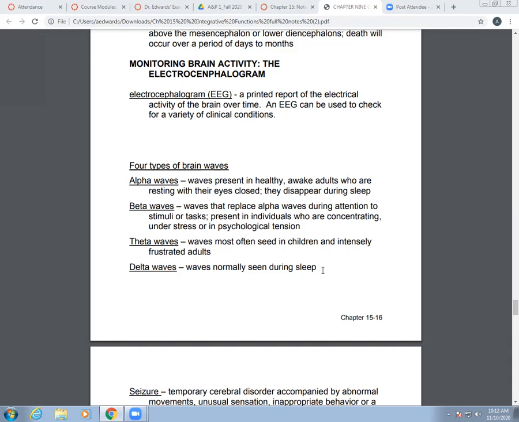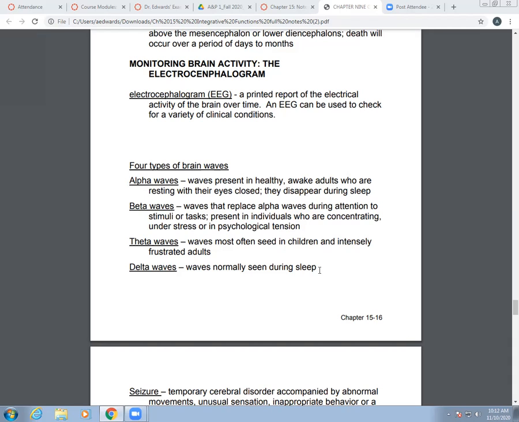You also have beta waves, and these replace alpha waves when you're paying attention to stimuli or doing certain tasks. Okay, and they're present when you're concentrating or under stress or some psychological tension. Okay, you also have theta waves. You'll see these in children and adults when they're very frustrated. Okay.